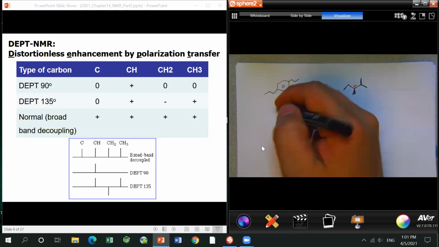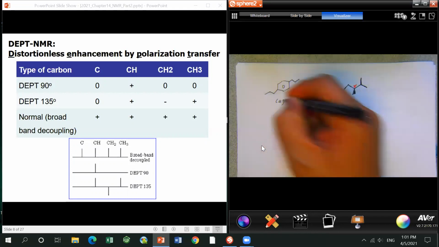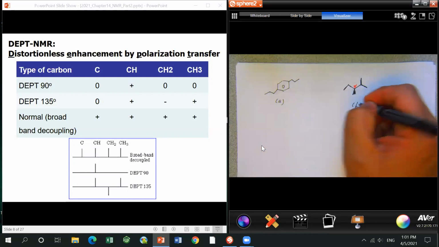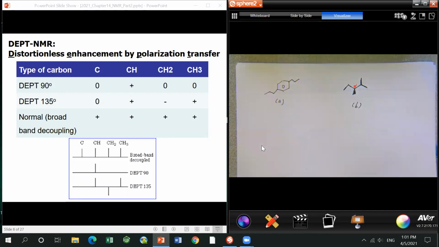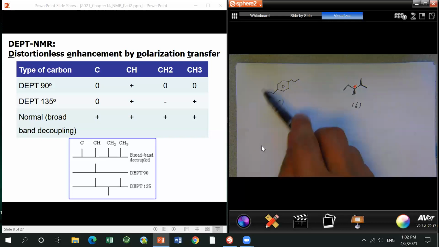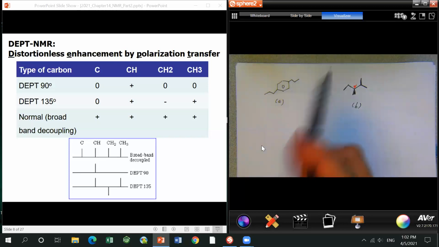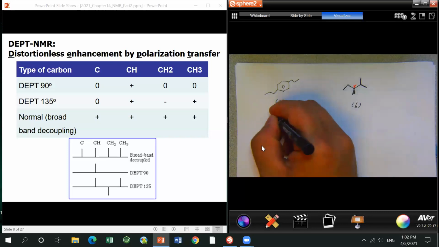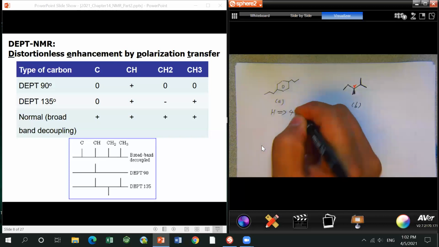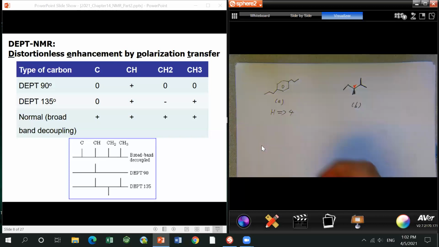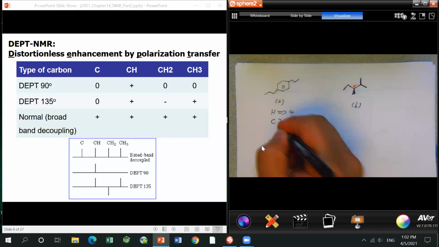So again, we label this one as A, and this one as B. Just one thing to keep in mind: the carbon NMR signals are not necessarily the same as the proton NMR signals. For the first one, we practiced it before. We can see a total of 4 proton signals. Now the question for you is how many carbon signals we should see for it.